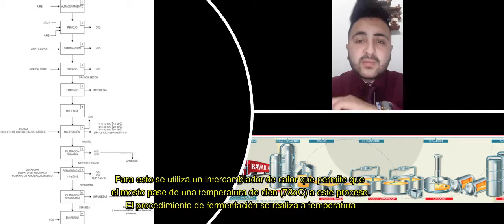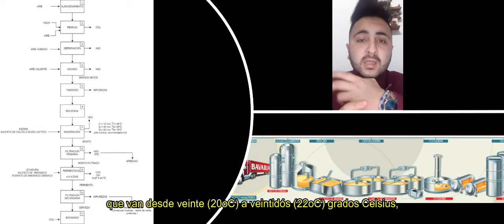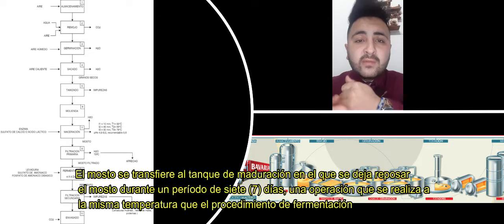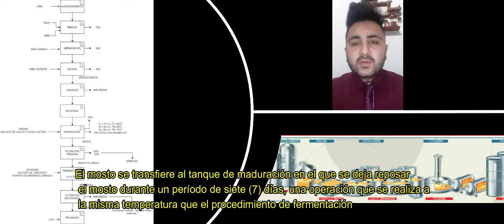to the next stage of this process. The fermentation procedure is carried out at temperatures ranging from 20 to 22 Celsius, which lasts from 4 to 6 days. It is then transferred to a maturation tank where the wort is left to rest for a period of 7 days at the same temperature as the fermentation process.